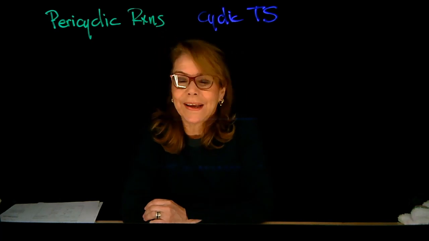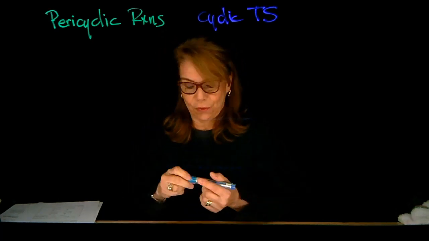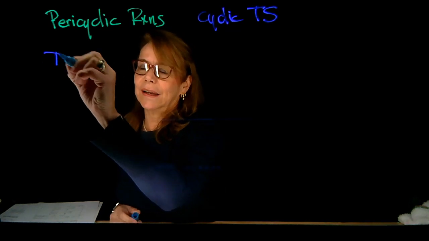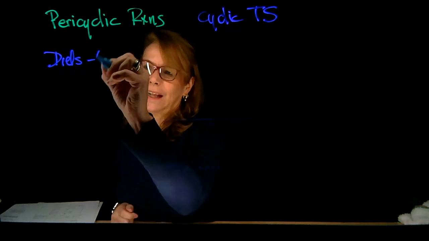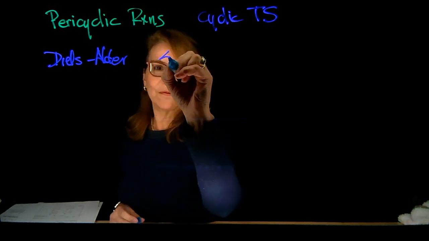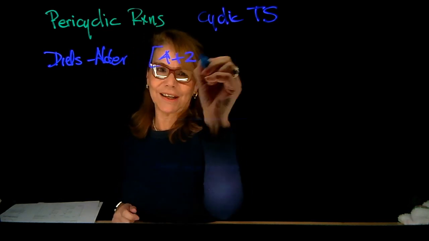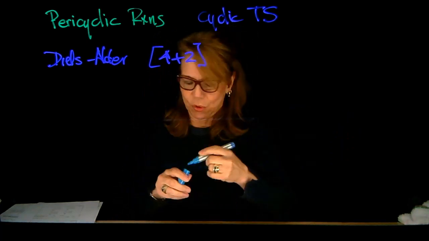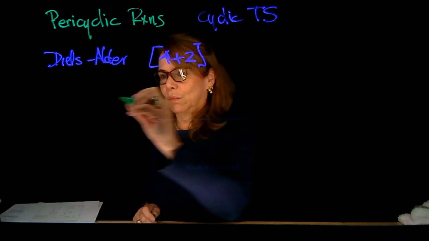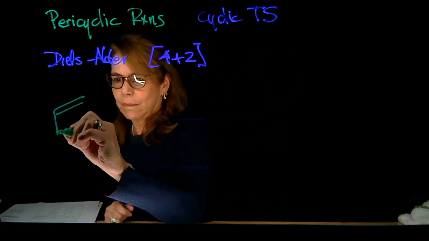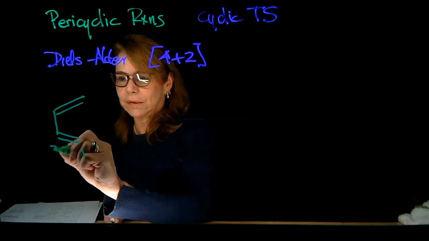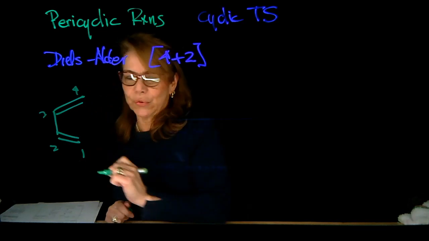One type of pericyclic reaction that is very useful is the cycloadditions, in particular the study of Diels-Alder reactions, which are 4 plus 2 cycloadditions, and that's the number of electrons involved. An example of that is, say, we have butadiene, 1,3-butadiene, carbons 1, 2, 3, and 4.